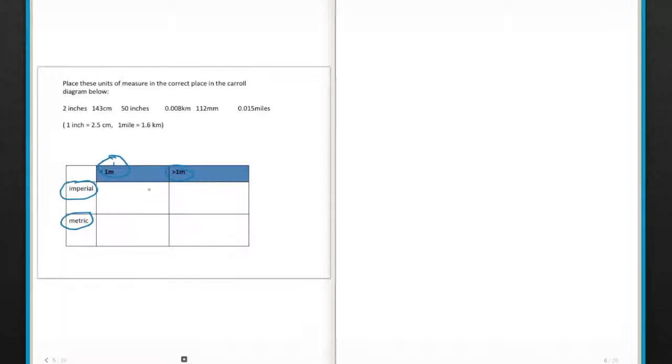So the first one we've got is 2 inches. 1 inch is 2.5 centimetres. We're starting here and we're going to there to see if it would be less than a metre. If 1 inch is 2.5 centimetres, 2 inches is 2 times 2.5. Well, 2 25s are 50, so it's 5 centimetres. Is 5 centimetres bigger or smaller than a metre? Well, obviously it's smaller, and it's imperial. So smaller and imperial, there's my 2 inches.